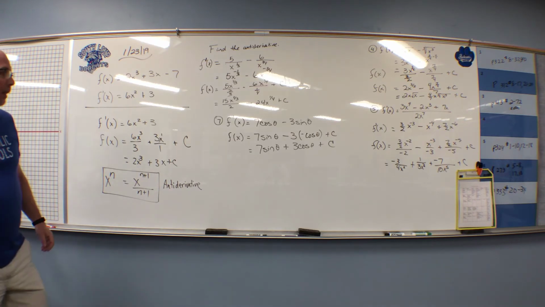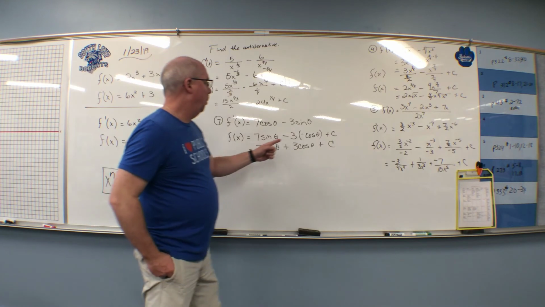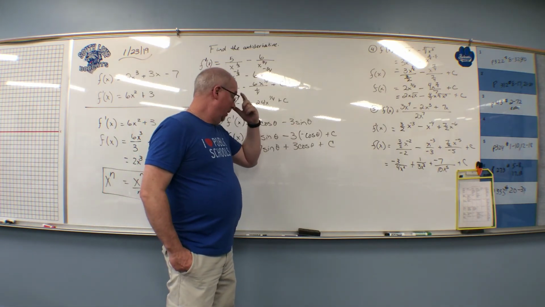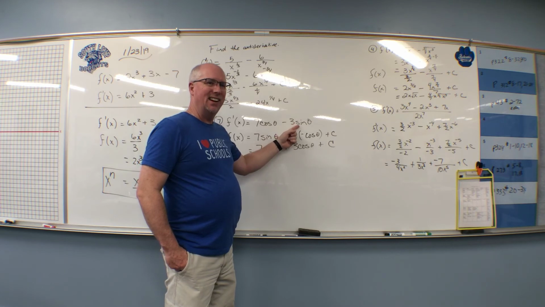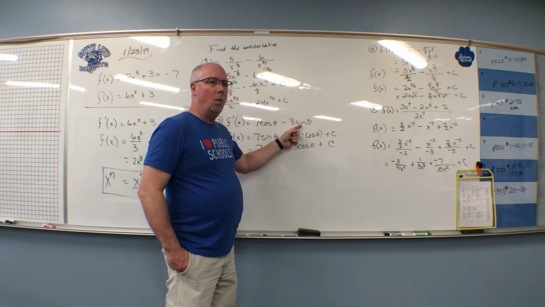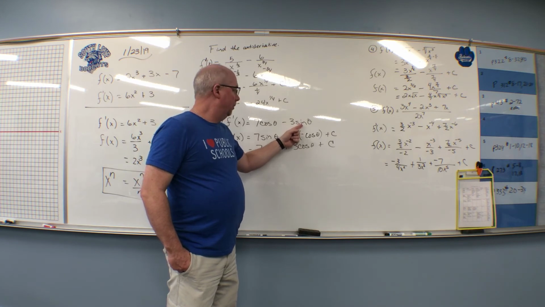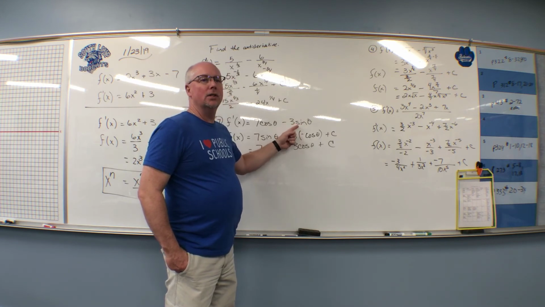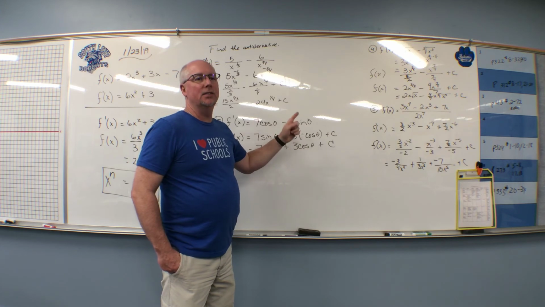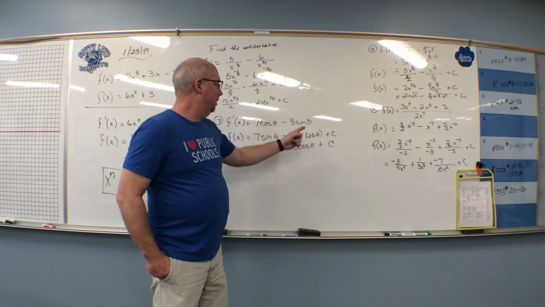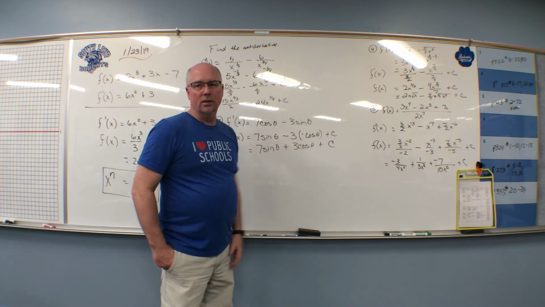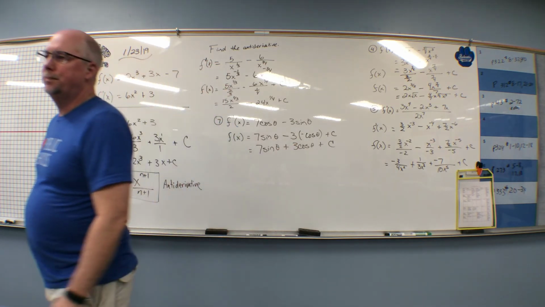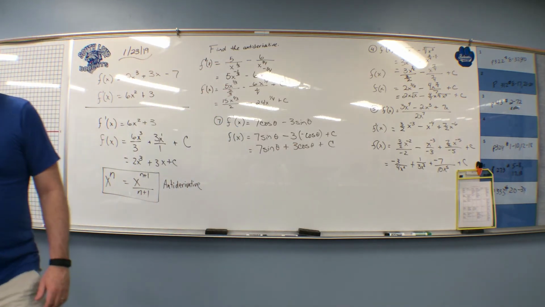How did you get negative cosine theta there? Right here. The derivative of cosine is a negative sine. But that's a positive sine. So you gotta make it a negative cosine. If it's the derivative of a negative cosine, then it'd be a negative of a negative sine, which would be a positive sine, that's how we got it.